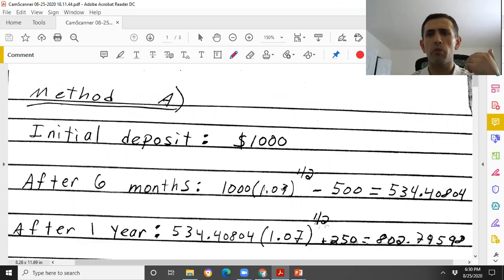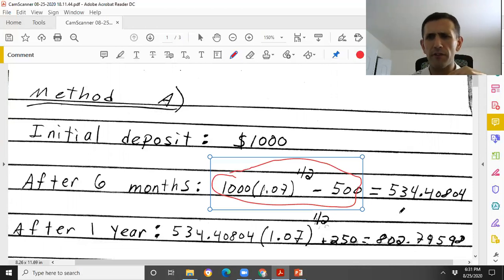to become 1,000 times 1.07 to the 1/2. Remember, we have 7% effective annual interest, so 6 months corresponds to t equals 1/2 of a year. So we take that amount, that's how much the 1,000 becomes after 6 months, but we withdraw $500. We just dump this into a calculator, and you get roughly $534.41.